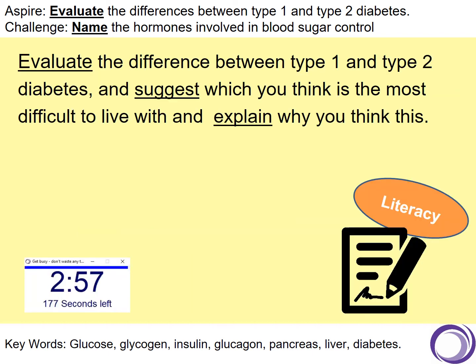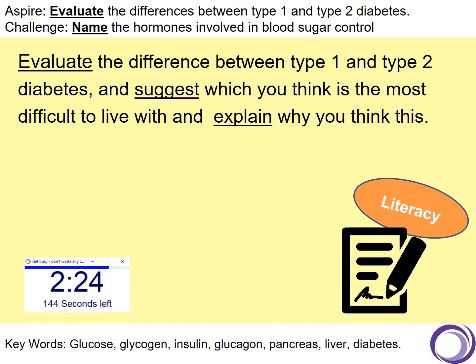Now, your final activity is to have a go at an exam style question. And we've got some keywords in here that I've underlined for you. Now, evaluate the difference between type 1 and type 2 diabetes. Evaluate means we're comparing them and coming up with our opinion about them. And suggest which you think is the most difficult to live with. That's your opinion, right? And there's not a right or a wrong answer. It's your opinion, but you need to explain why you think this, so that's telling us why.